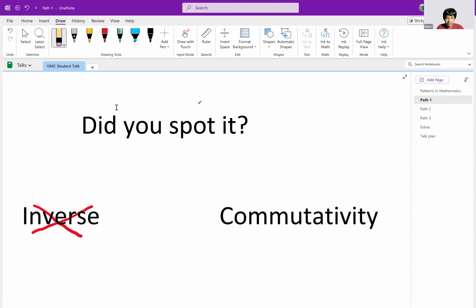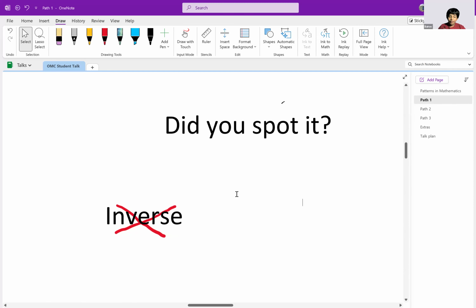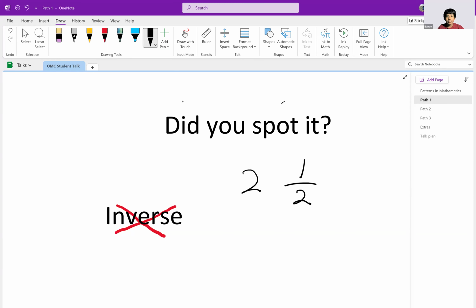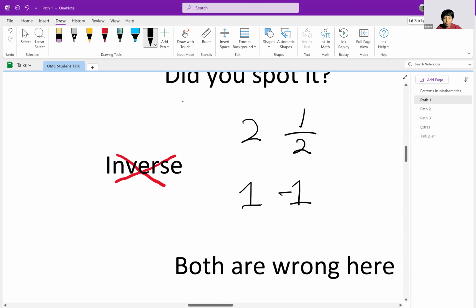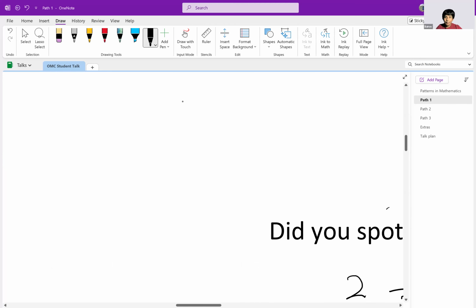But if we look at inverse, it isn't there. See, we can have 2, which is an integer. Half is not an integer. 1 is a natural number, and -1 is not a natural number. By the way, for the identity, I am taking natural numbers to be non-negative integers.